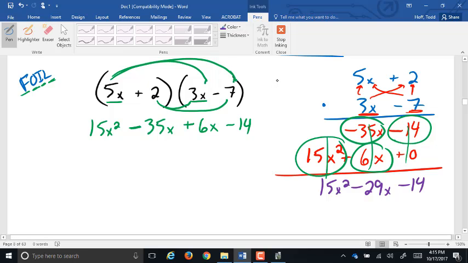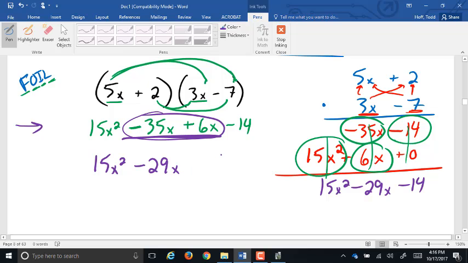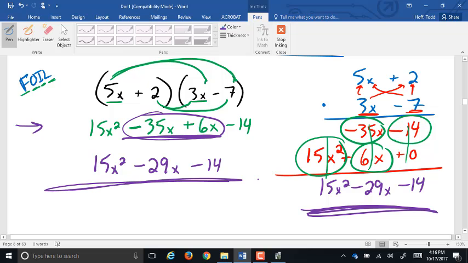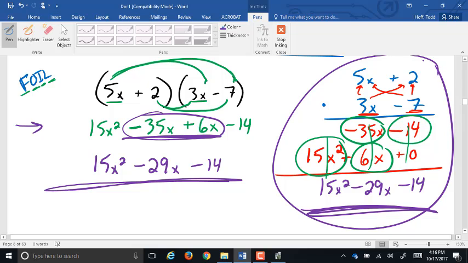Here, are we done at this point? Not quite. We have to combine the like terms. So the 15x squared won't change, but we do have to combine the -35x and +6x to make -29x and the -14. So notice we get the same result. This method's a little shorter and quicker. This one, to me, makes a lot more sense.